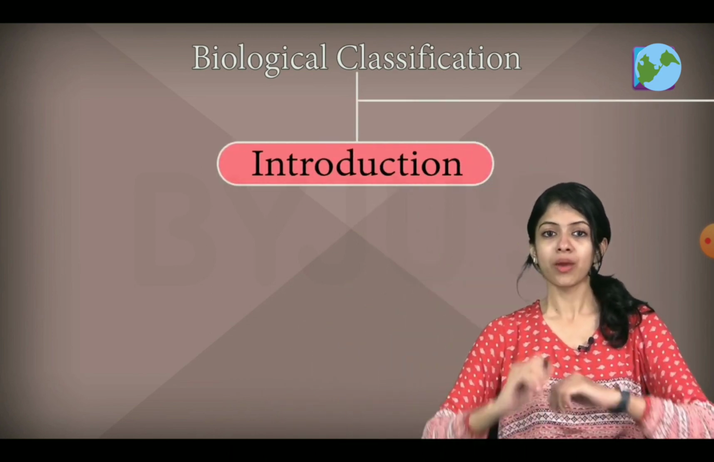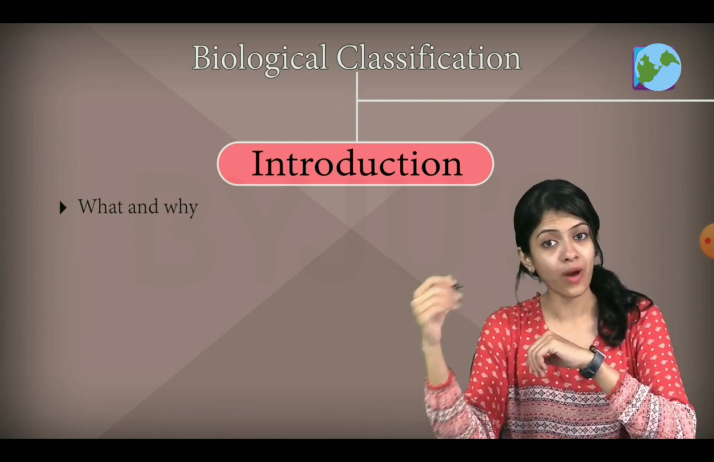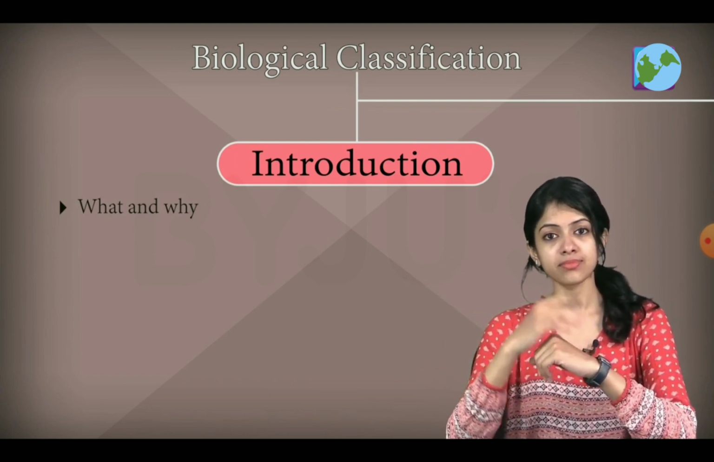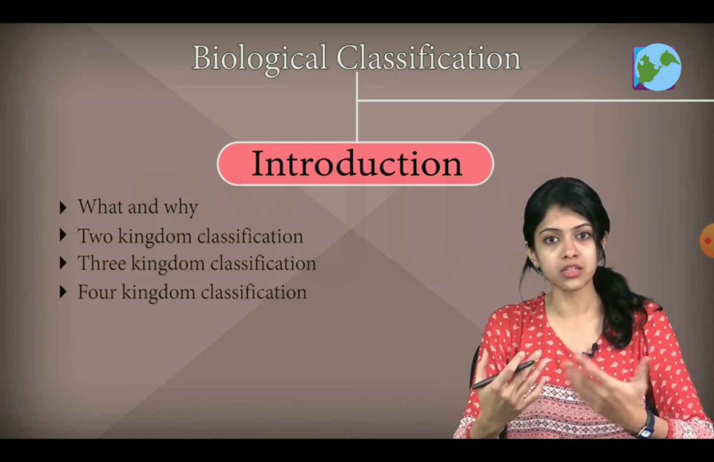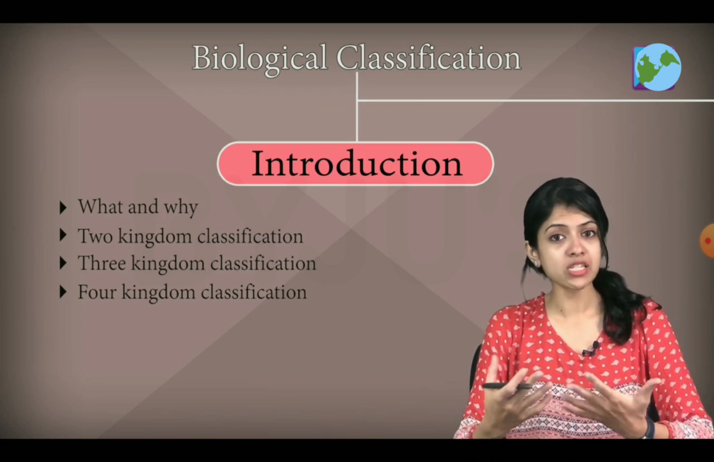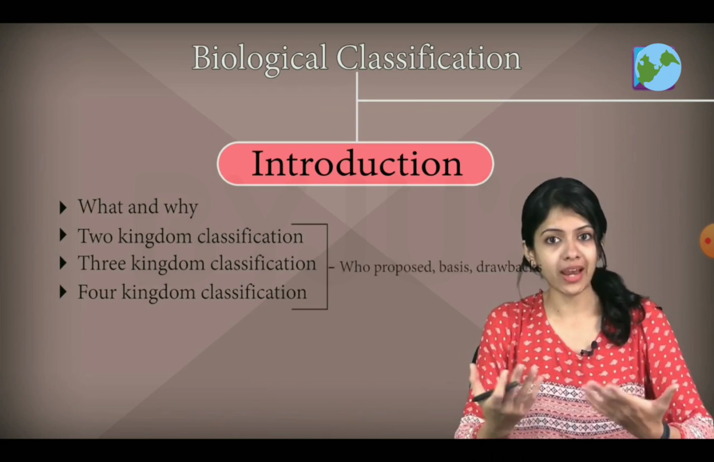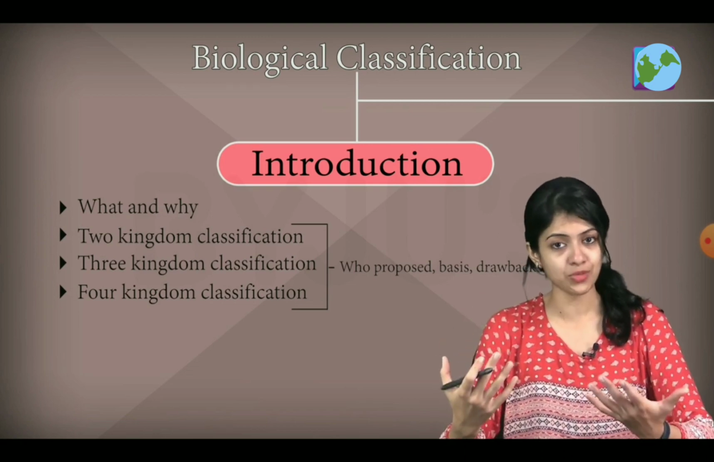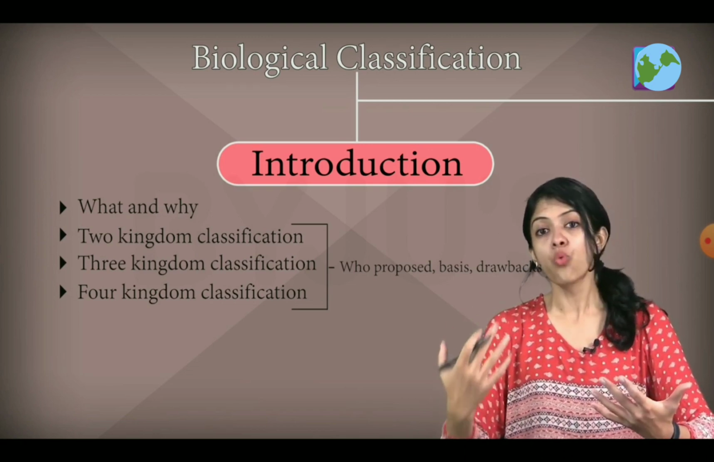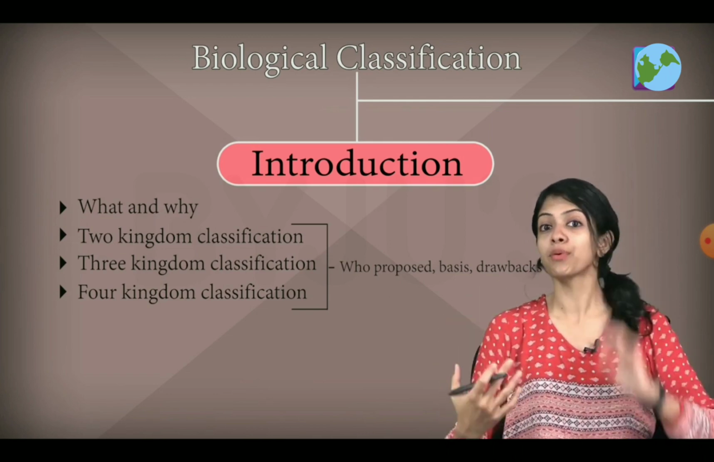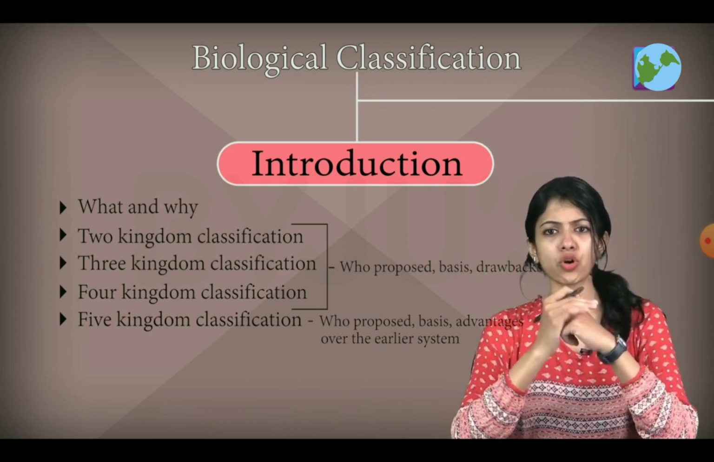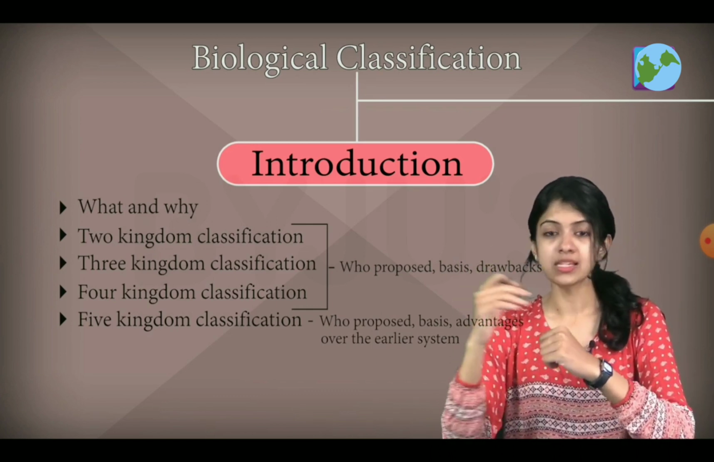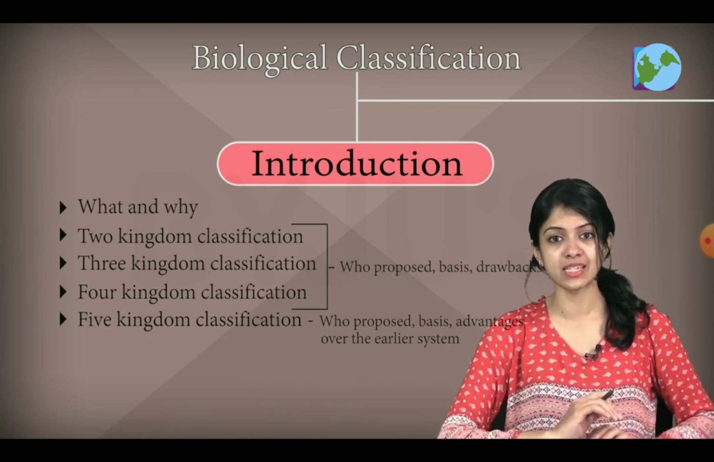We start off with an introduction to biological classification, wherein we discuss what it is and why there's a need for such a system. We also briefly look into the earlier systems of classification, especially the 2-kingdom and 3-kingdom systems. In these, we just focus on who proposed them, what the criteria were, and what the main drawbacks were, which would also help you understand what exactly paved way for the most popular system, which is the 5-kingdom system of classification. Here again, it's important to remember who proposed it and, of course, the main criteria considered for this classification.